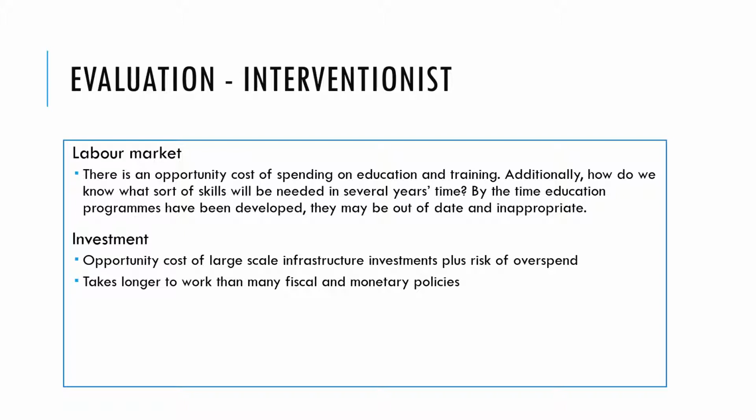In many recent infrastructure projects in the UK, the initial price that's quoted has not been the final price of the project. There has been budget overspend, and that increases the cost to the government, who already have very large national debt. Often these infrastructure projects take a long time to complete, and so they take longer to work and have an effect on the economy than perhaps many demand-side policies.